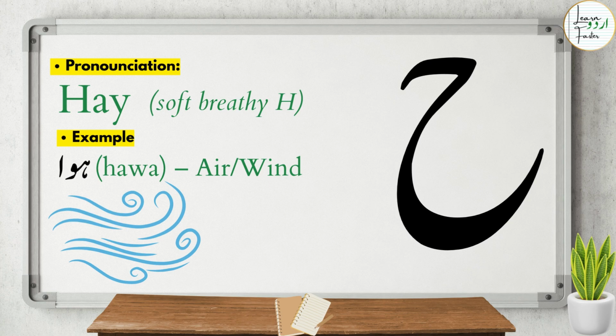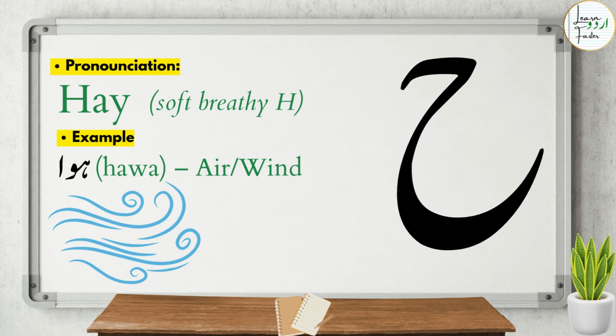Hey. It's a soft breathy H. Example word is hawa, air, wind. There is no dot, nukta, in this alphabet Hey. I hope you can understand it and you can easily identify this alphabet too.